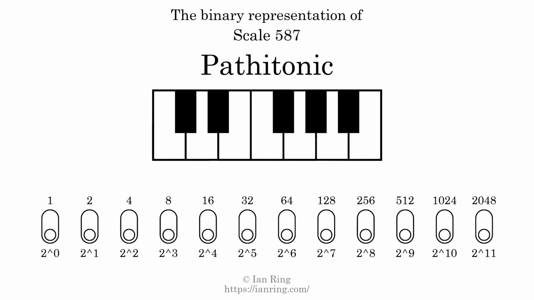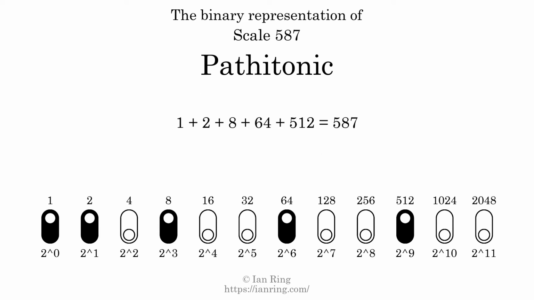The binary representation of this scale is determined by mapping tones of the scale to binary digits. Each binary digit represents a power of 2. To get the scale number, we add the powers of 2 together. The powers of 2 that are present in the scale, all added together, equals 587. That is why the scale number, in decimal, is 587.